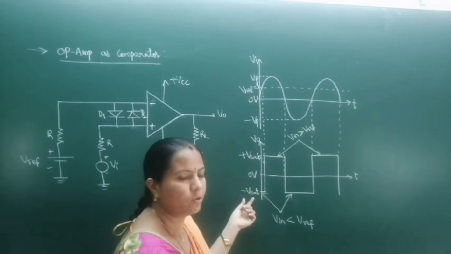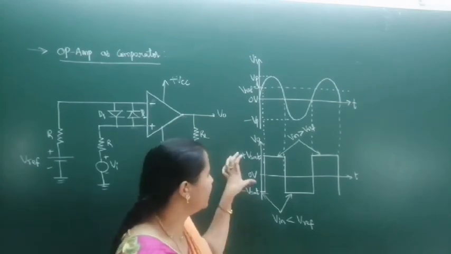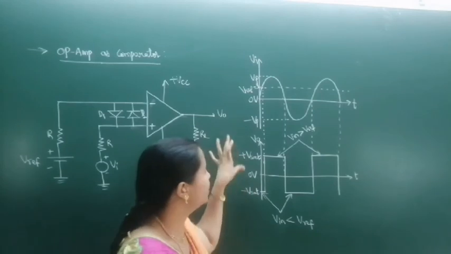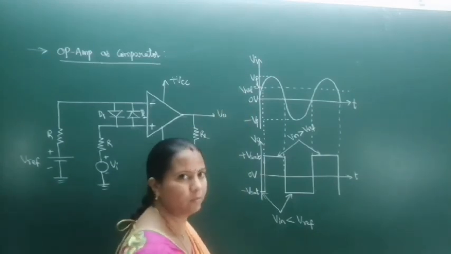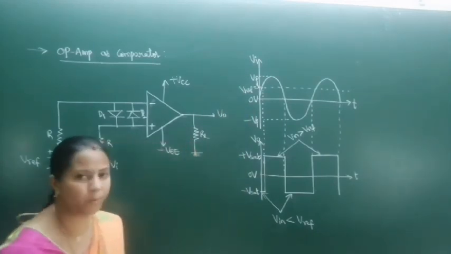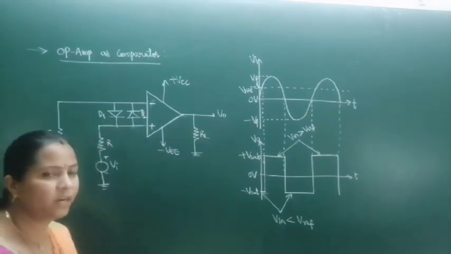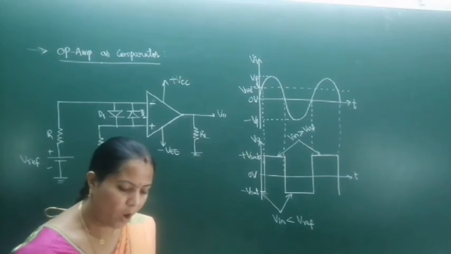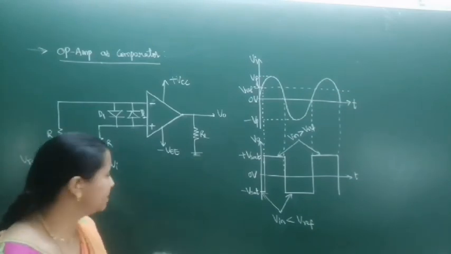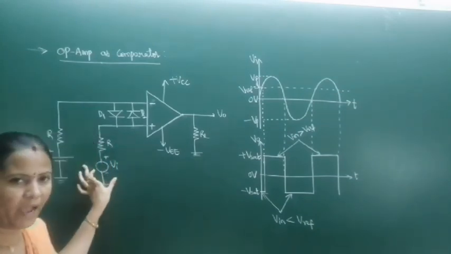Okay? So like this we can compare the output signal with the two input signals. So this is about the operational amplifier as a comparator. Here the diodes D1 and D2 are used to protect the operational amplifier from excessive input signal voltage Vi. Okay.